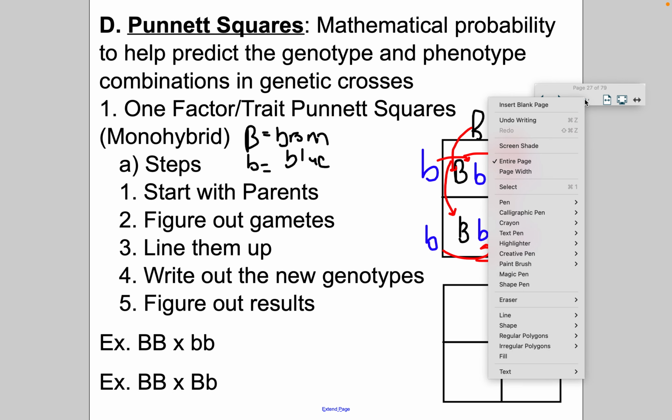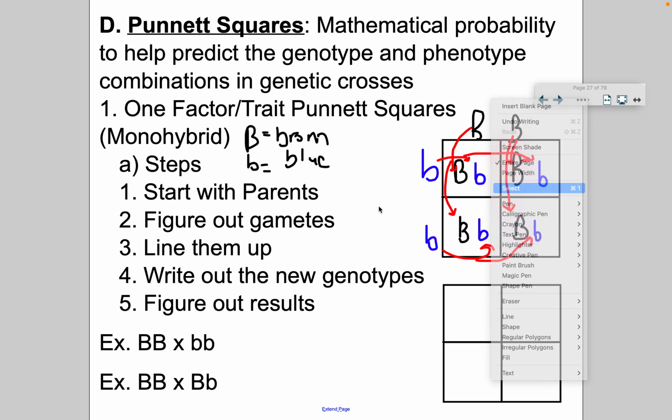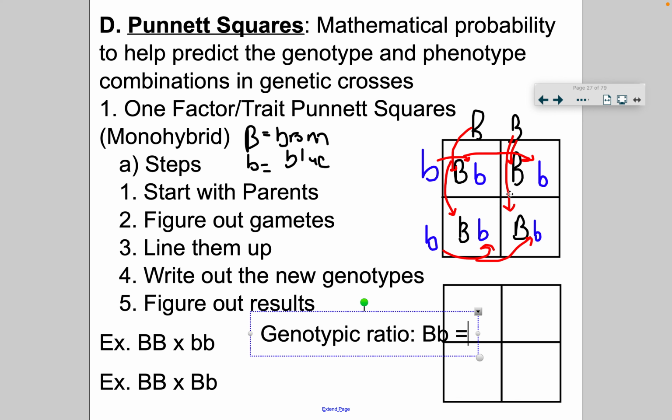And now I might ask you, what is the genotypic ratio, right? Genotypic ratio. So what that means is you take a look at the letter combinations in your Punnett square, and I only have one letter combination. It's big B, little b. So I'd write big B, little b, and I say how many squares out of this Punnett square are big B, little b, and it's 4 out of 4.